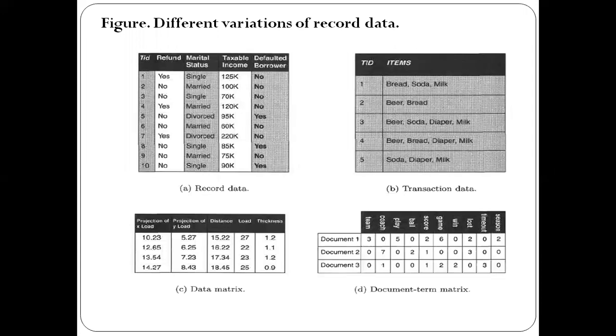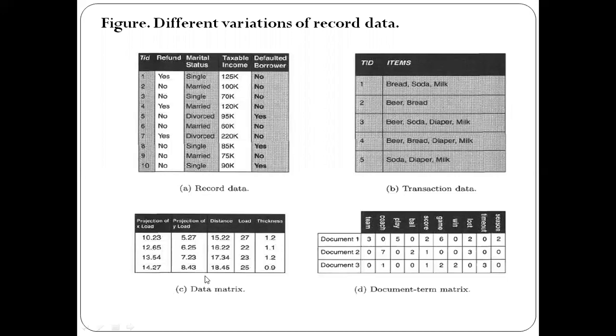Such a kind of data will be represented in the form of an M cross N matrix. Here M is nothing but the number of rows, one for each object, and N is nothing but the number of attributes. So data matrix, you know, right? A matrix will have M rows and N columns. Since all the collection of objects have the same set of numeric attributes, we can represent this data in the form of a multi-dimensional space.